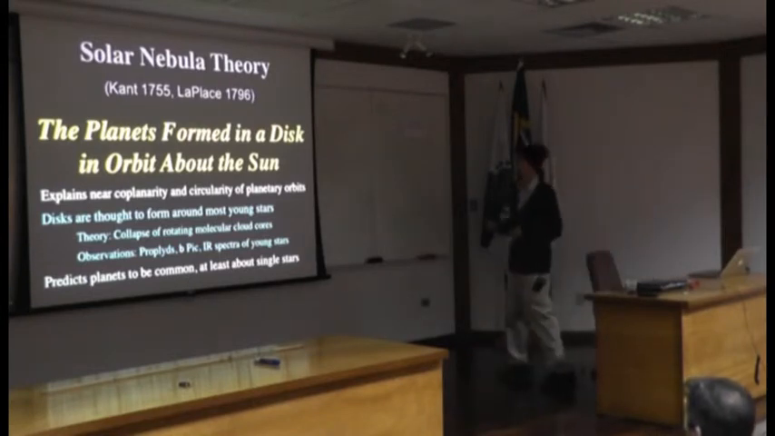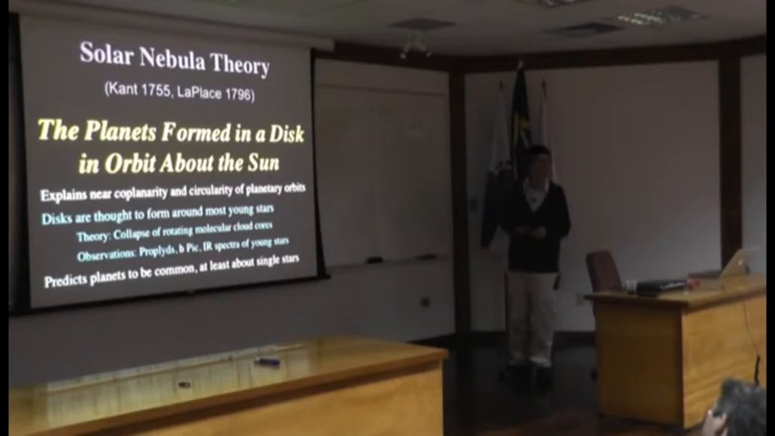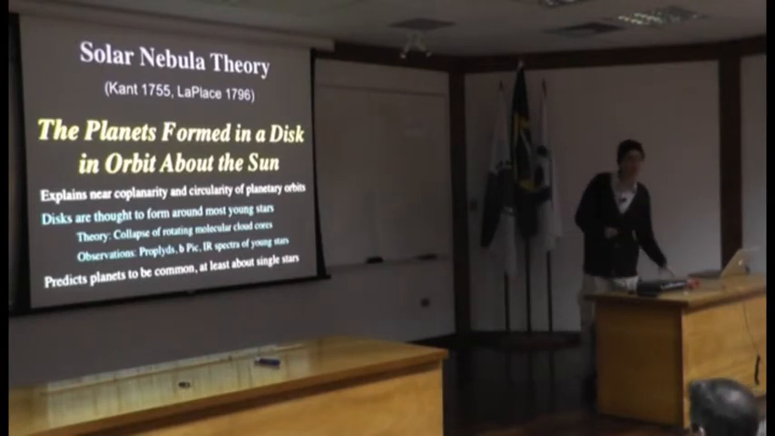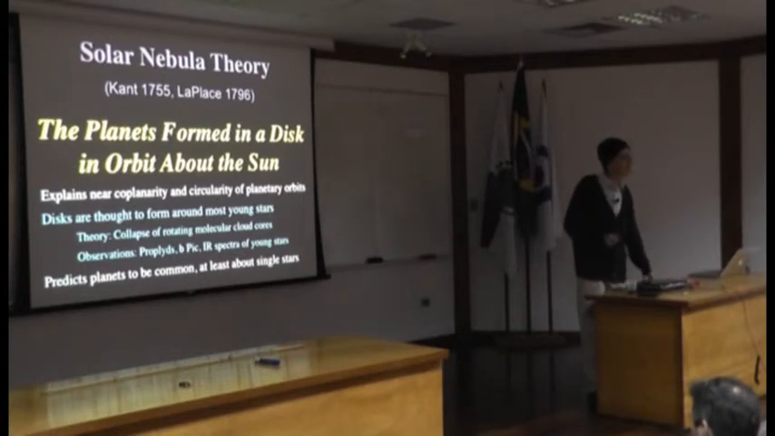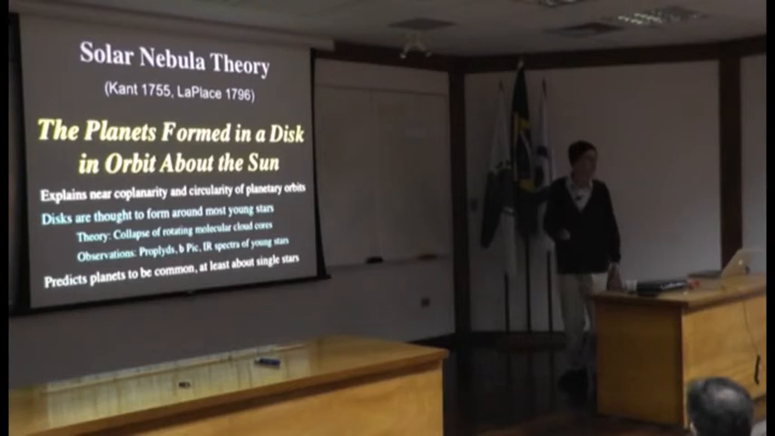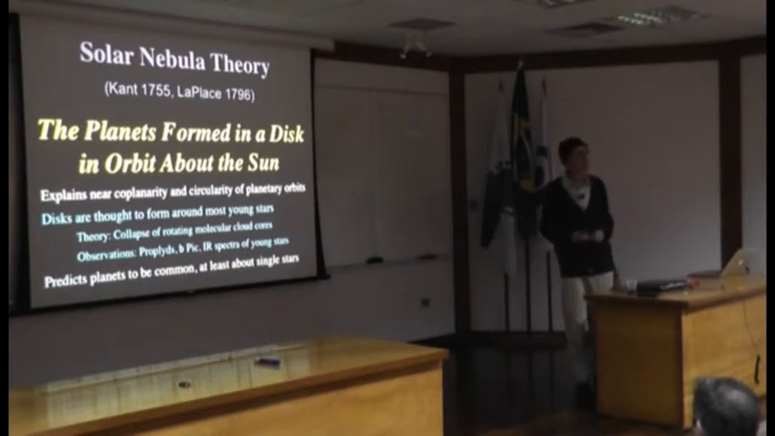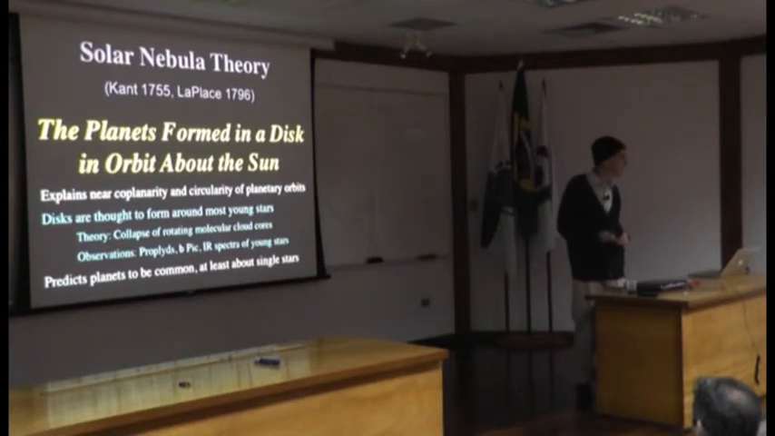Now I'm going to go into the models. Solar nebula theory. This was originated by Immanuel Kant and independently and more mathematically by Pierre-Simon de Laplace. These are people whose names you're probably familiar with from other fields. Kant was a natural philosopher, known as a general philosopher. Laplace was what we would call today a mathematical astrophysicist.